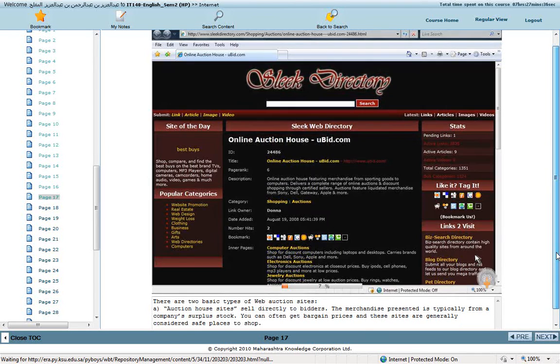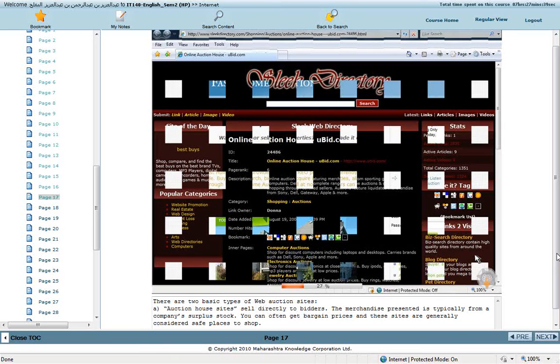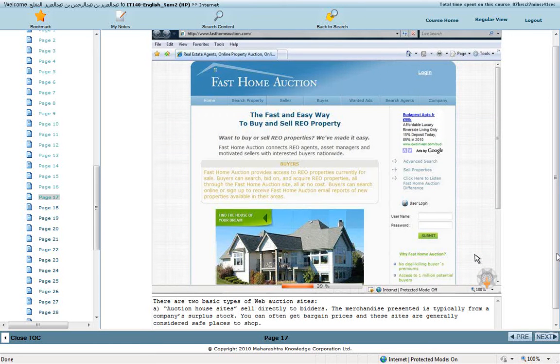There are two basic types of web auction sites. Auction house sites sell directly to bidders. The merchandise presented is typically from a company's surplus stock. You can often get bargain prices, and these sites are generally considered safe places to shop.